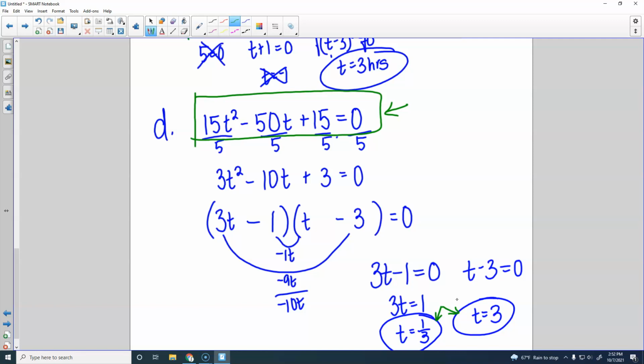So the car stops at 1/3 and at 3. Yes. I mean, really, we probably should put hours here, but you do not have to. I guess it should be hour, not S, right? 1/3 of an hour. I just put collective hours.